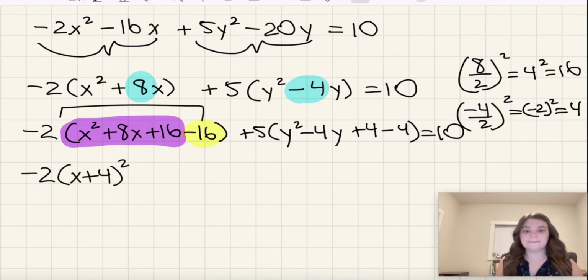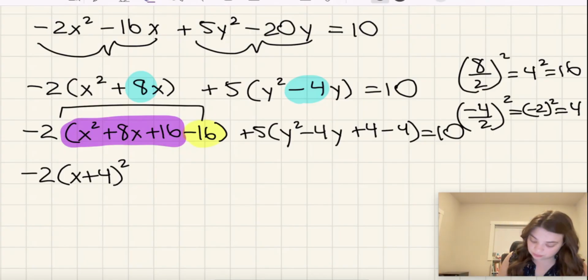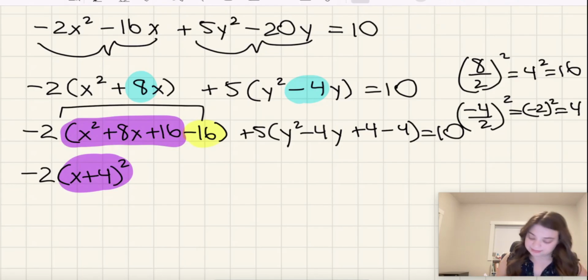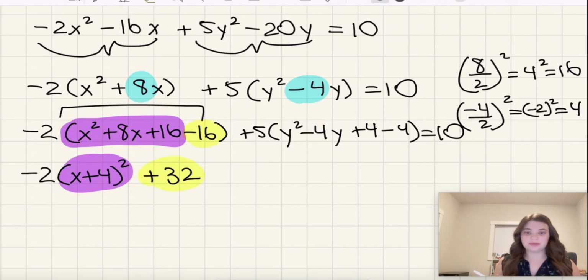If we recall that a plus b in brackets squared is equal to a squared plus 2ab plus b squared, therefore these 3 terms here, x squared plus 8x plus 16, just factor into x plus 4 squared. And then this -16 gets multiplied by -2, and that becomes plus 32, right? So the -16 became plus 32 in the next step when we removed it from our brackets. And in order to do that, we had to multiply it with that original leading coefficient so it could leave.